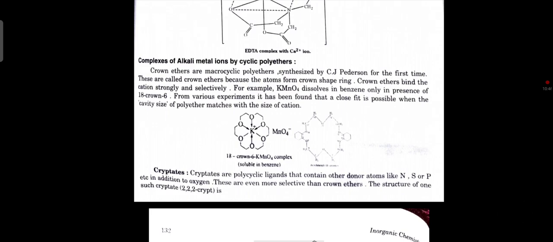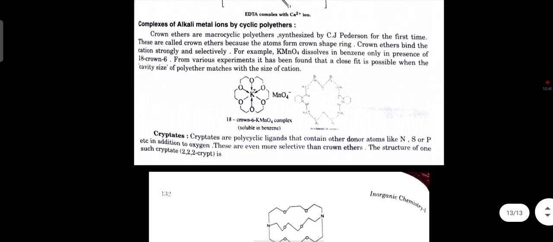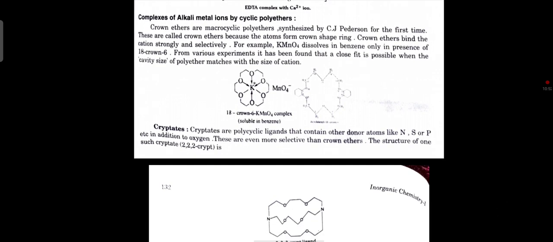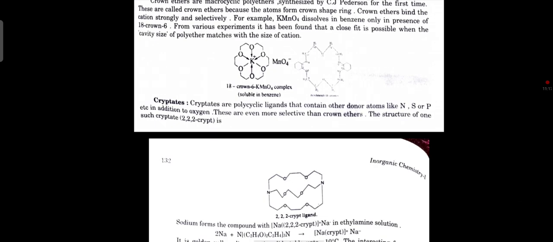Complexes of alkali metal ions with bicyclic polyethers. Crown ethers are macrocyclic polyethers synthesized by C. J. Pedersen for the first time. They are called crown ethers because the atoms form a crown-shaped ring. Crown ethers bind cations strongly and selectively. For example, KMnO4 dissolves in benzene in the presence of 18-crown-6. From various experiments, it has been found that a close fit is possible when the cavity size of the polyether matches the size of the cation.